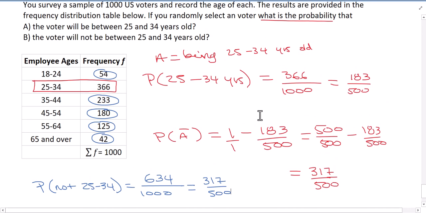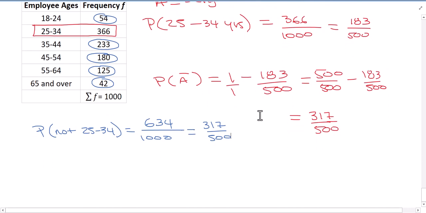Okay, so that is the rule of complement. We'll move on to multiplication. I'll record a different video for the multiplication, talking about independent events and Bayes' theorem.